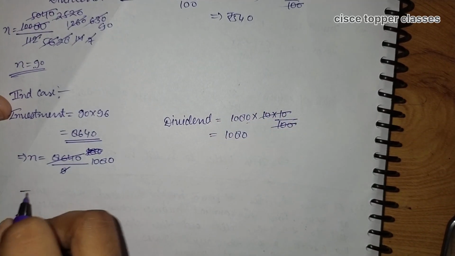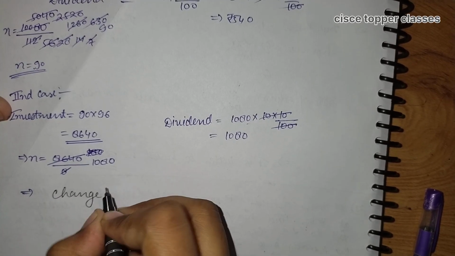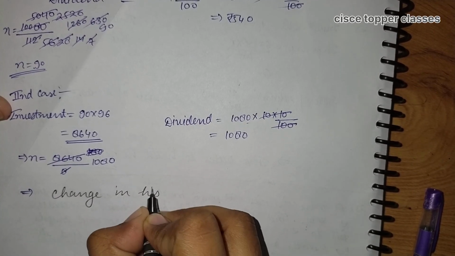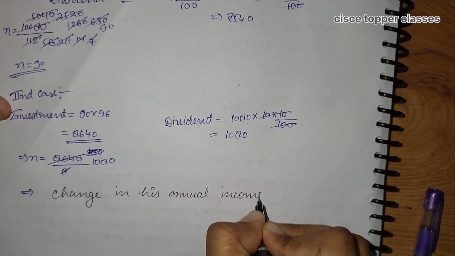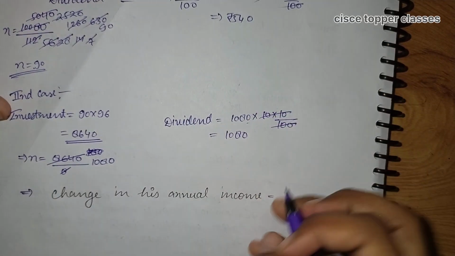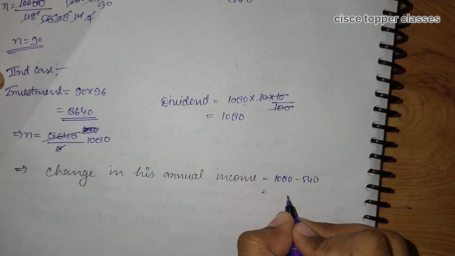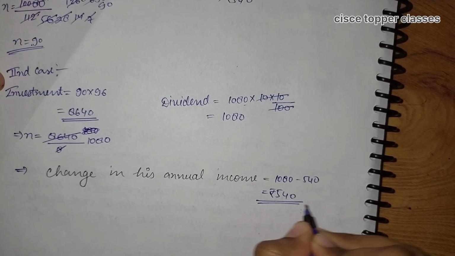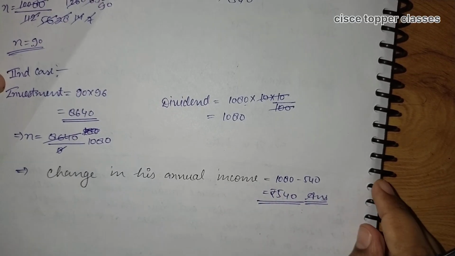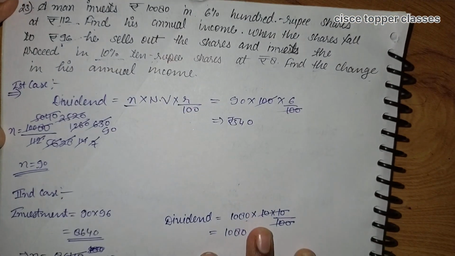If we want to find the change in his annual income, this will be the difference between these two dividends here. So in the second case it is 1080, in the first case 540. So here we will get 540 rupees as the change in his annual income. So this is the final answer in this question and this is the solution of question number 23 here. This is the final solution of this question.